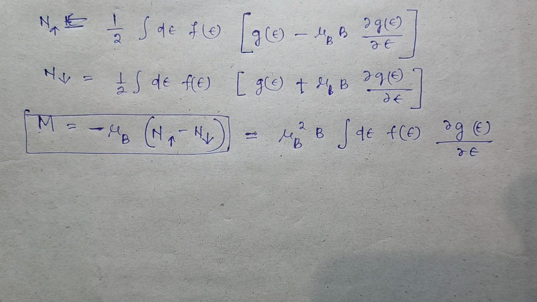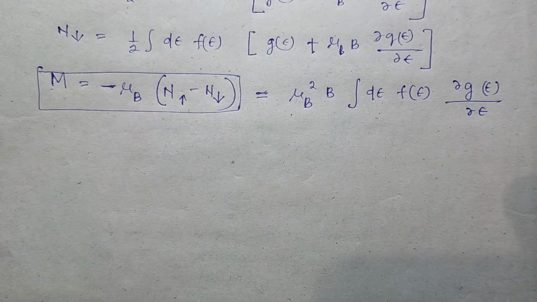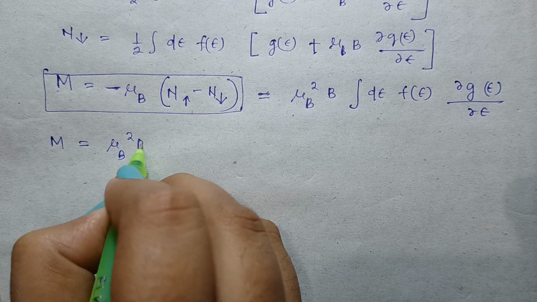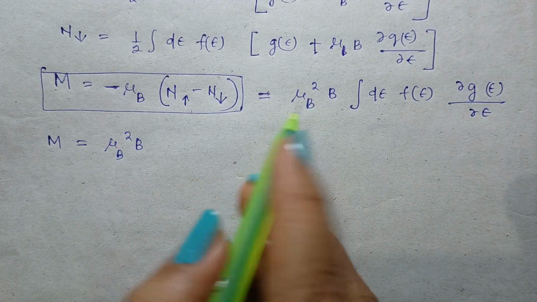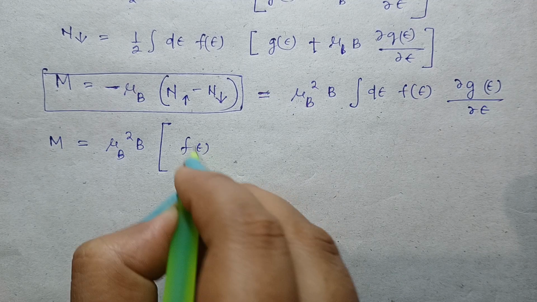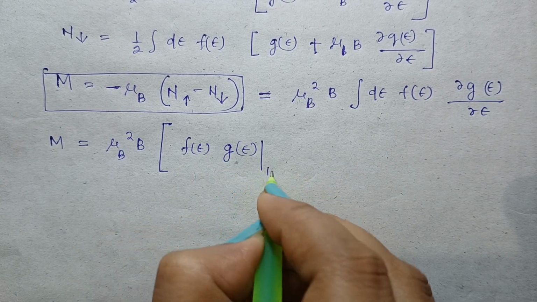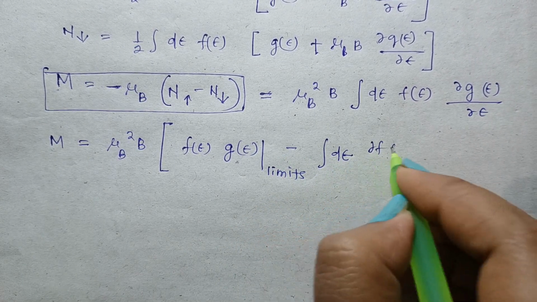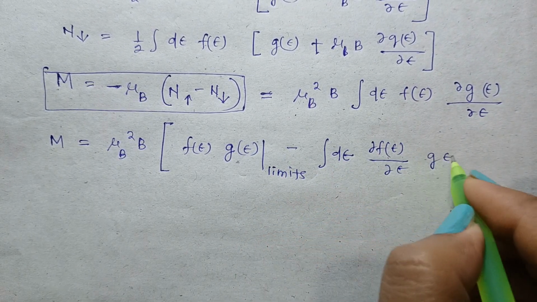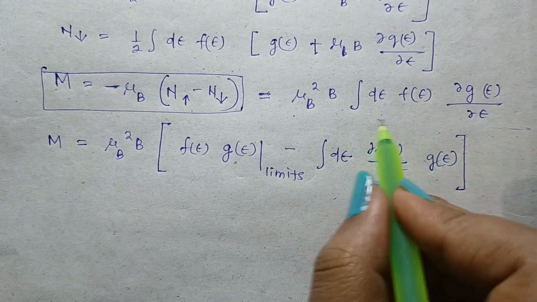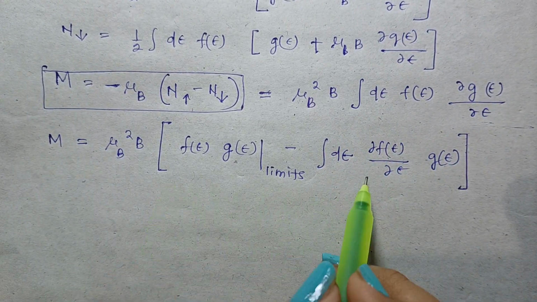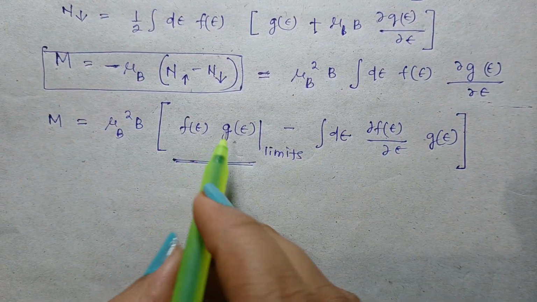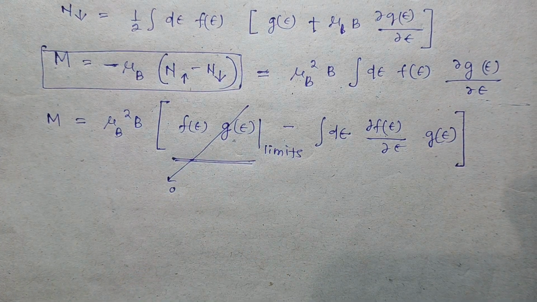Okay, so now we are integrating by parts. So see, it will be mu B square B, f of E G of E in the limits, minus the integration dE of del f of E by del E times G of E. So here we are integrating by parts. See, the first term inside this bracket will be how much? It will be 0. Why?